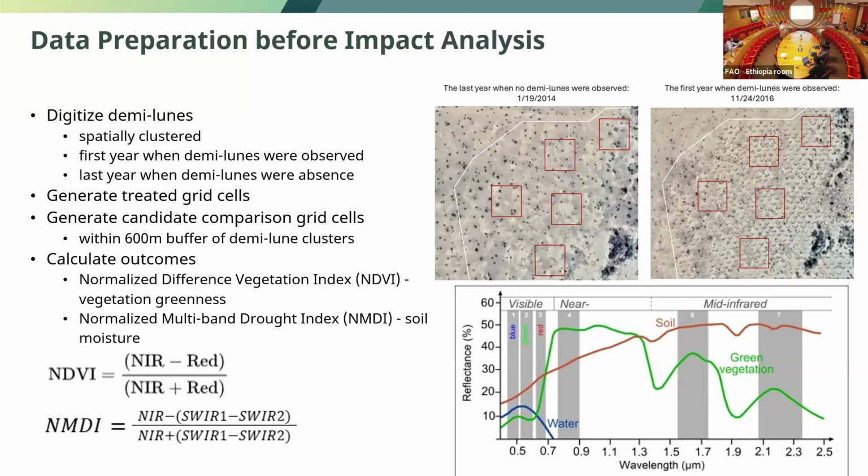For the outcomes, we have the NDVI to monitor vegetation greenness and health. We also have soil moisture. The soil moisture index is the NMDI, which in this case monitors the dryness of the soils. Basically, a higher NDVI indicates the vegetation is greener, but a lower NMDI is expected if there is more moisture in the soils. And those outcomes are calculated using Landsat images.